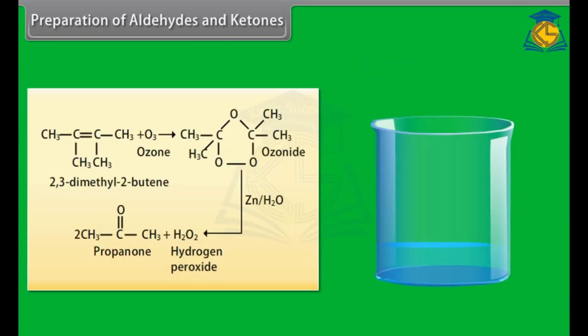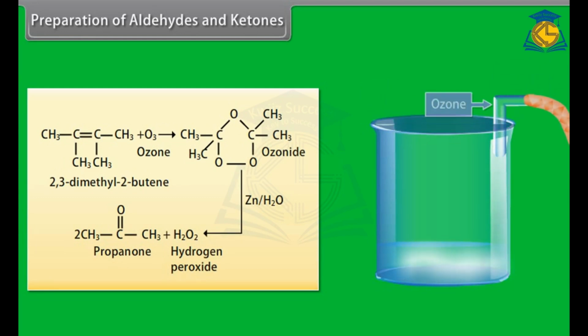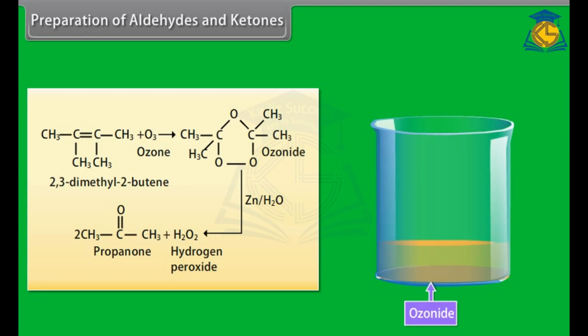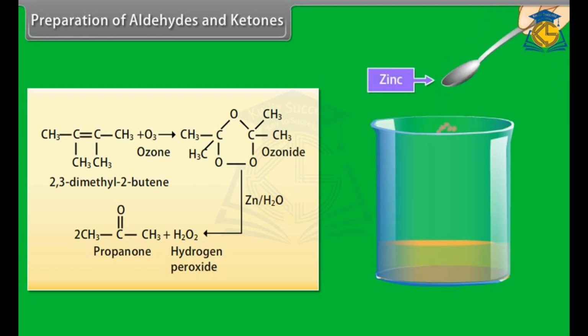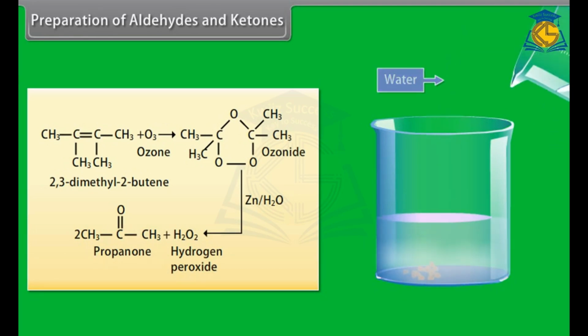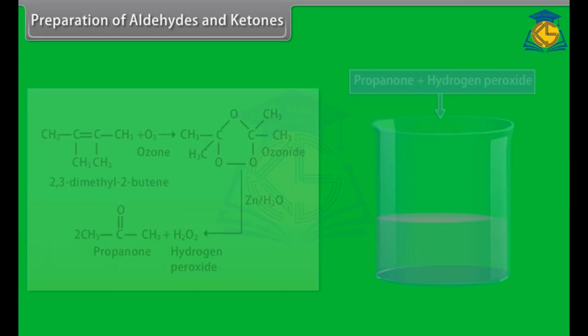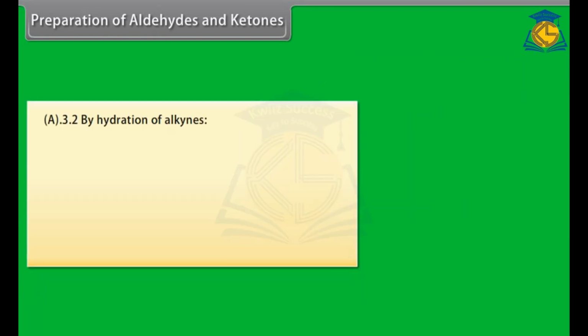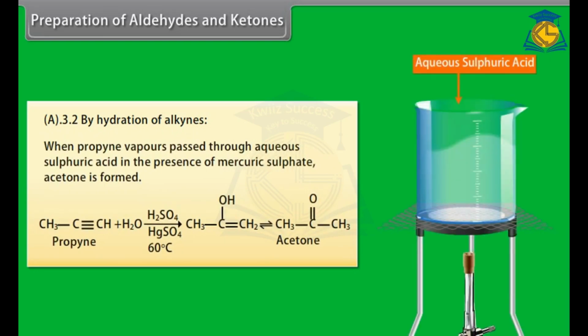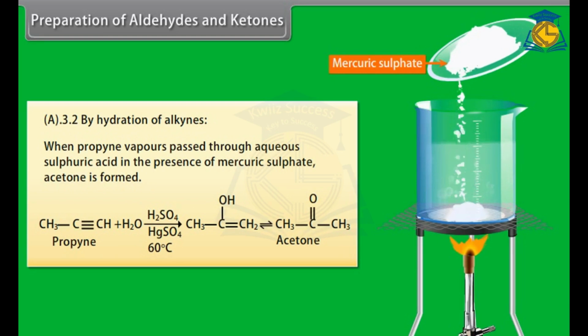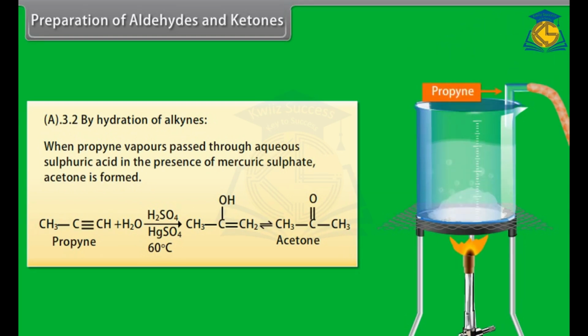Ozone gas reacts with 2,3-dimethyl-2-butene and forms an intermediate, that is ozonide, in which some zinc is mixed along with water and forms propanone and hydrogen peroxide. By hydration of alkynes. When propyne vapors are passed through aqueous sulfuric acid in the presence of mercuric sulfate, acetone is formed.